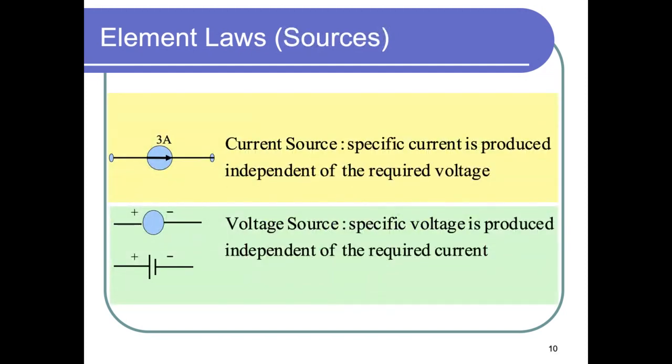Then we have other element laws. For example, if I have sources, I can have a current source, where the specific current is produced independent of the required voltage. If I have a voltage source, the specific voltage is produced independent of the required current. Here is how we show them.